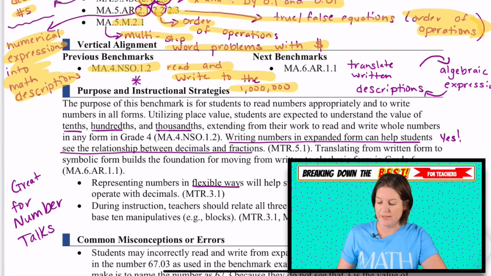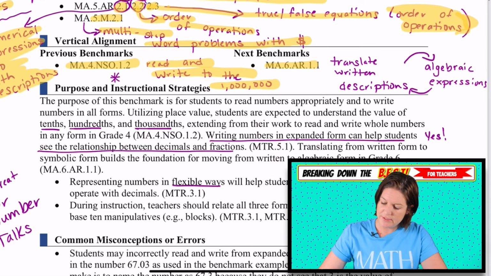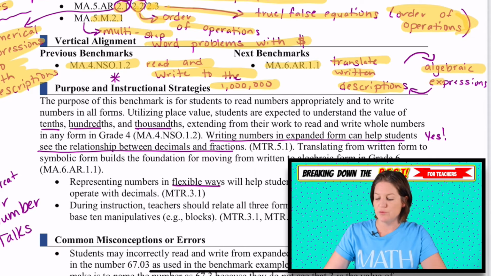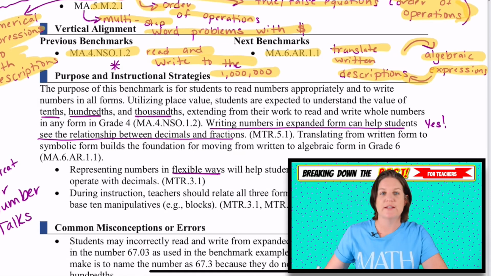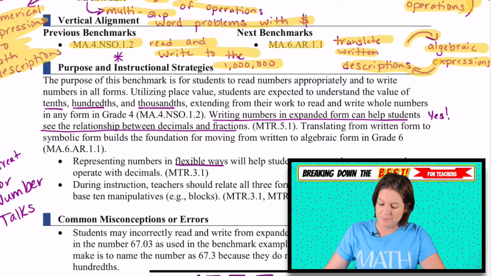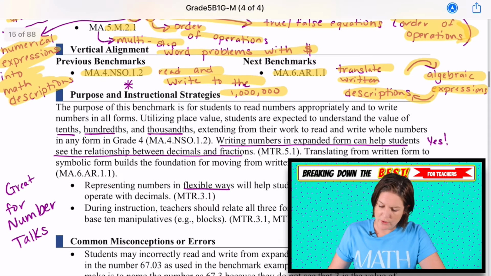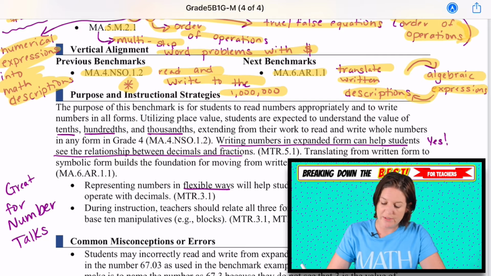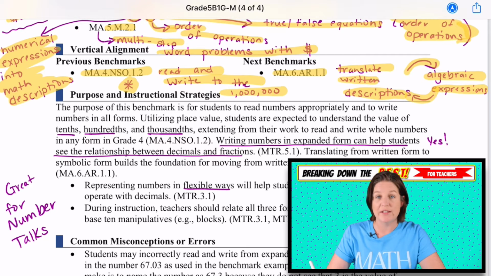decimals in this way. And then in 6th grade, they've provided the standard of translating written descriptions into algebraic expressions, and also going back, having algebraic expressions and translating them into written descriptions. Cool. So I did place a little star there because in 4th grade, this standard is very similar, just again, we're bumping it into the decimal to the thousandths.